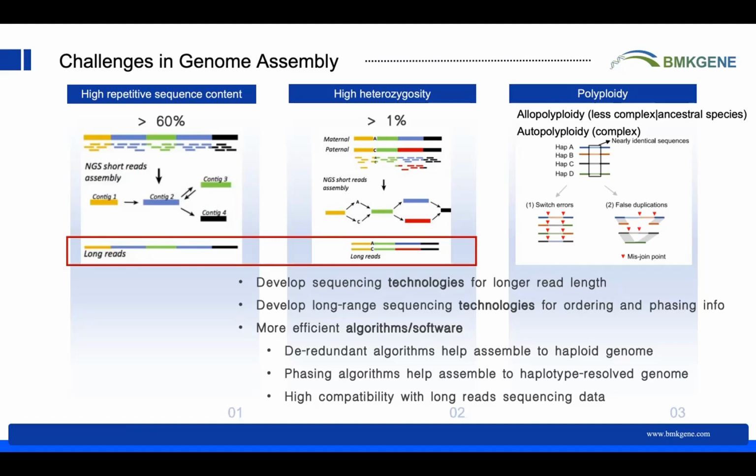To summarize, the challenges in high genome assembly are the high repetitive sequence content, the high heterozygosity and the polyploidy. Then we need to select suitable sequencing technologies, and then select suitable algorithms or software to do the assembly part. So these are the two parts.